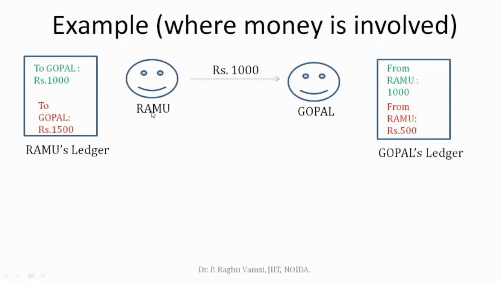But actually, you look at here, he has sent 500 rupees additionally. But while coming to here, if you believe this, 1500 was sent by Ramu, but Gopal has received only 500 rupees. That means where has the 1000 rupees gone? The actual transaction is only 1000 rupees. But if you compare these two ledgers, then obviously there is too much discrepancy.